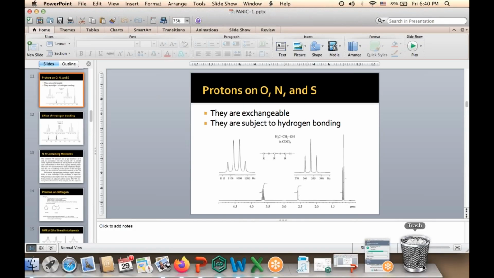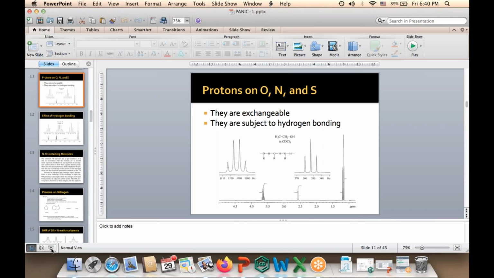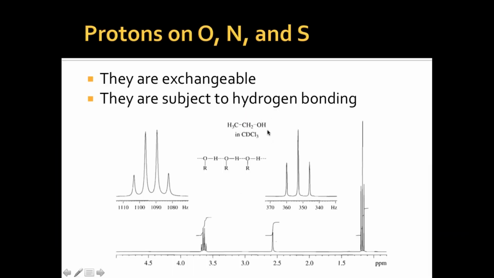Why? Because of the flipping. Now, these are subjected to hydrogen bonding. Hydrogen and oxygen are subjected to hydrogen bonding. What does that mean? They are tied up. They are not rotating, or they are not exchanging. The hydrogen present on the OH is not flipping because it is in hydrogen bonding.